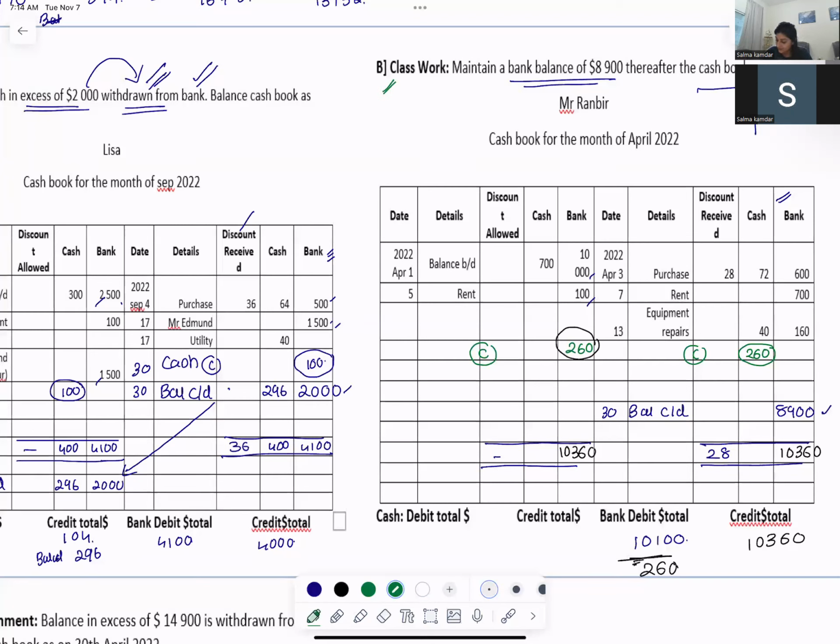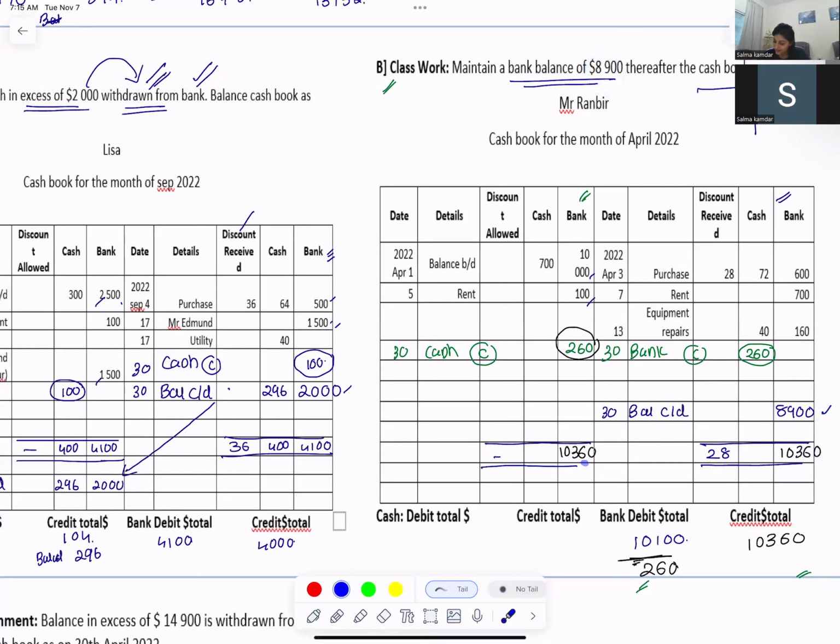I did this contra entry because both side totals should be the same. Now this is on the bank column, so I will write cash. And this is in the cash column, so I will write bank. And this is done on the last date. Contra entry is passed. Bank account has a balance of 8,900. 8,900, bank account is closed.